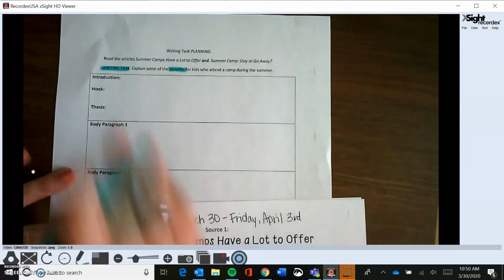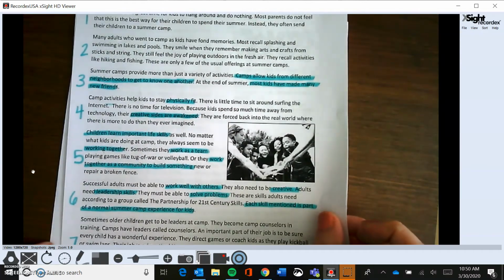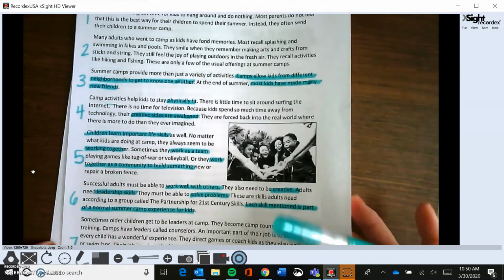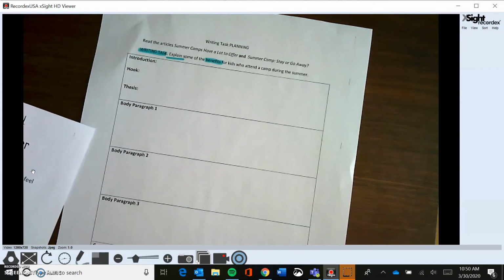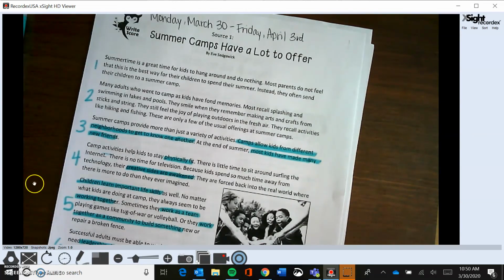Remember, your topic is that you need to explain some of the benefits for kids who attend camp during the summer. So these already are a bunch of benefits that we have already identified. So even if you use one article, there's a lot in there, but we are going to need to reference both articles. So give me a few minutes and I'll work on your video for your next article, and then we can go over working on your graphic organizer. All right, so give me a few minutes. I'll work on it for you and get it posted as soon as I can.